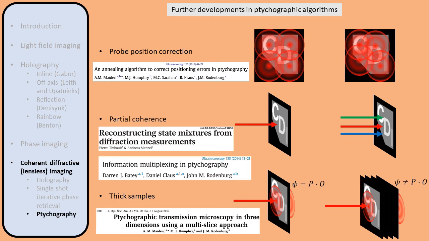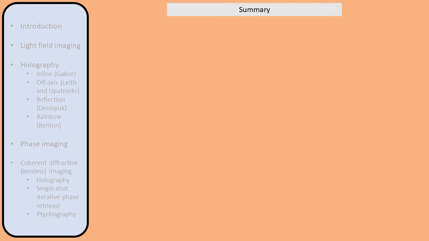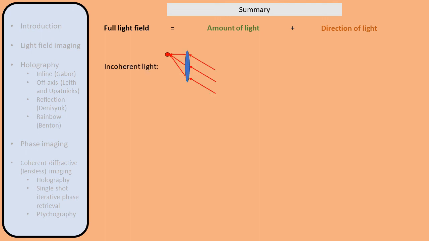To summarize, we've seen that to fully describe a light field, we need to know both the amount of light and the direction of light at each point. For incoherent light, the direction of light can be measured or controlled using microlenses. For coherent light, the direction can be measured using interference or controlled using diffraction gratings. The full field information can be used to reproduce three-dimensional scenes, to correct for aberrations in imaging systems, or to obtain relevant information from transparent samples.